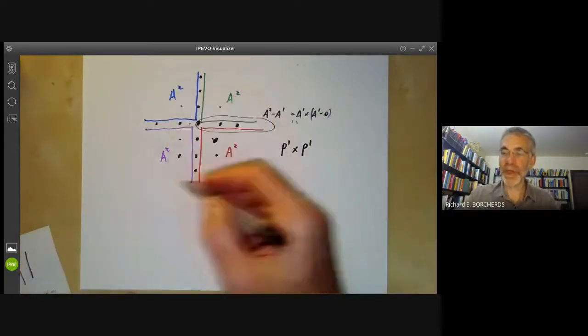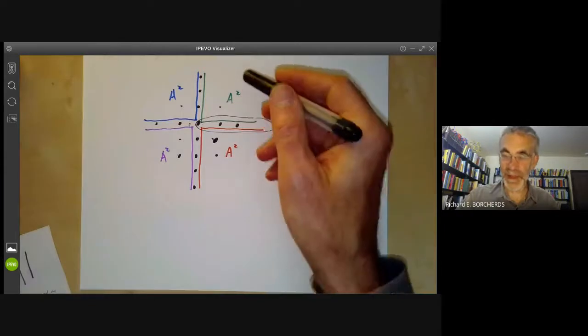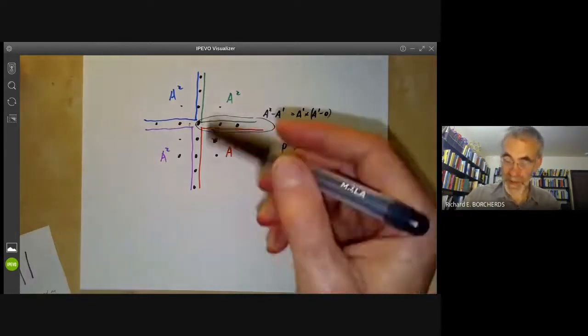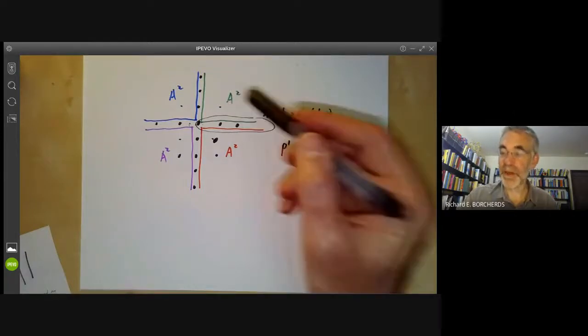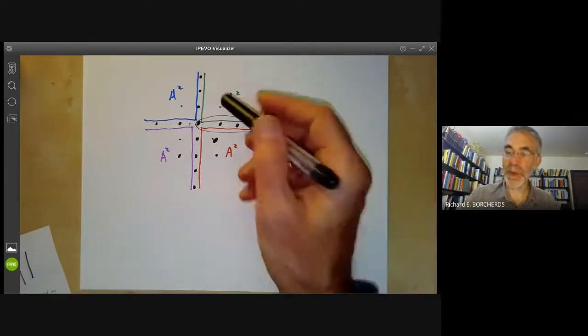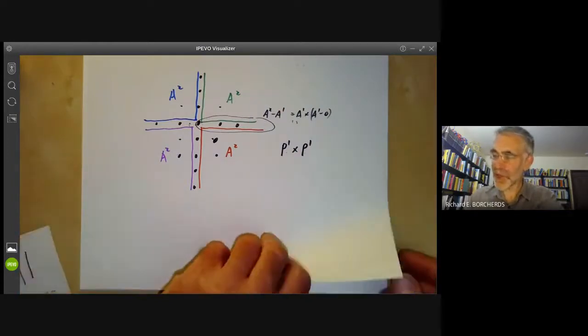So this is a picture of the projective line times the projective line. The varieties we get like this are sometimes called toric varieties. So P1 times P1 as a toric variety is drawn like this. Well, how do you get P2?